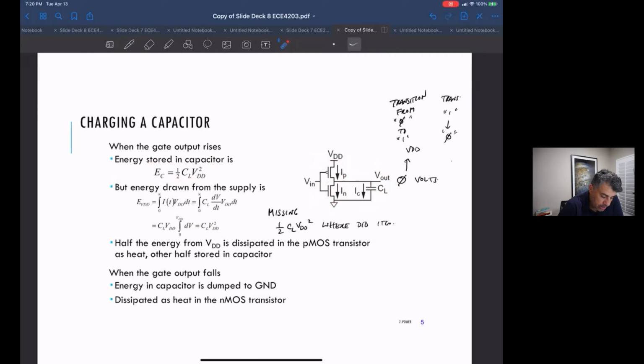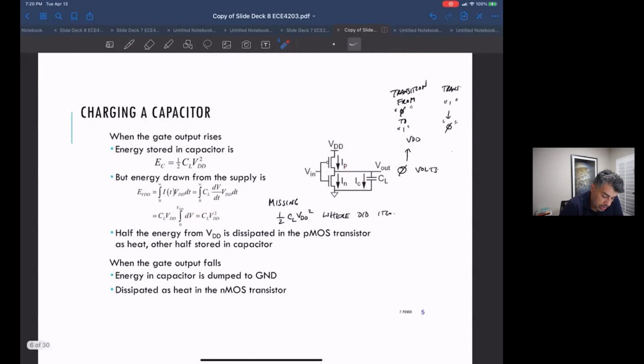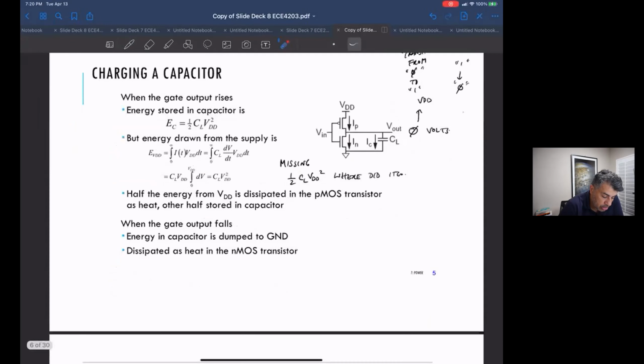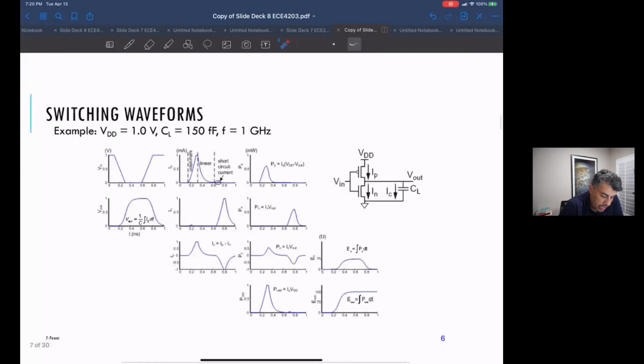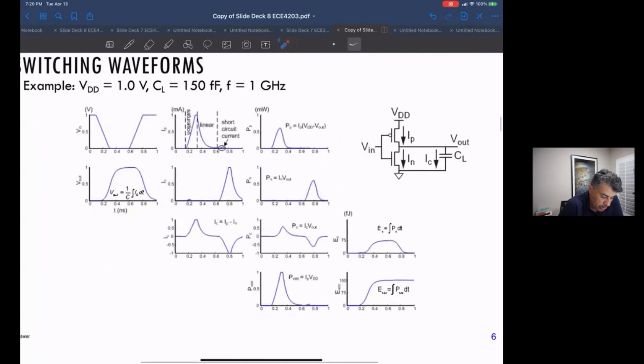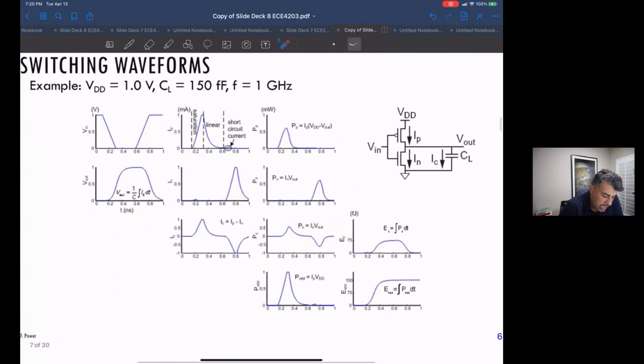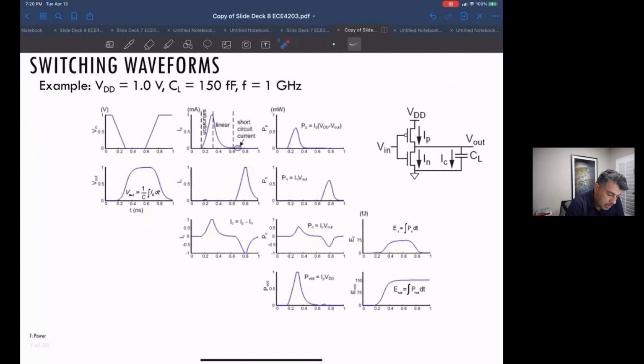Okay. So that's the sequence of events of charging and discharging the capacitor. Let's now look at what happens in a more detailed way. This is an example of the same circuit. We've got our CMOS inverter connected to a supply.